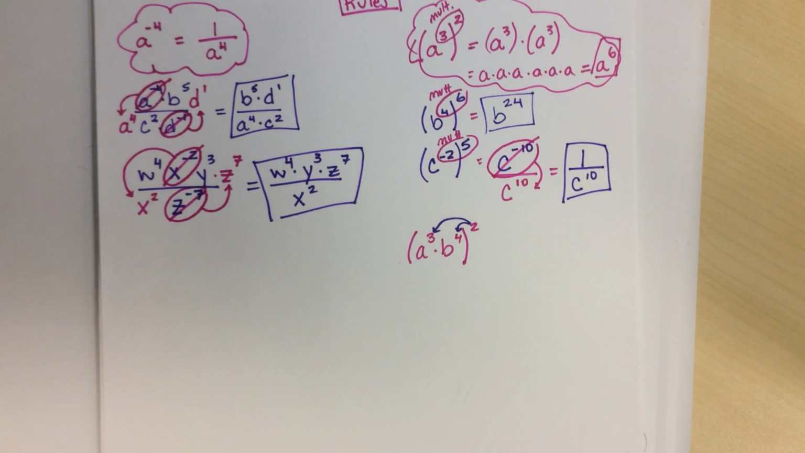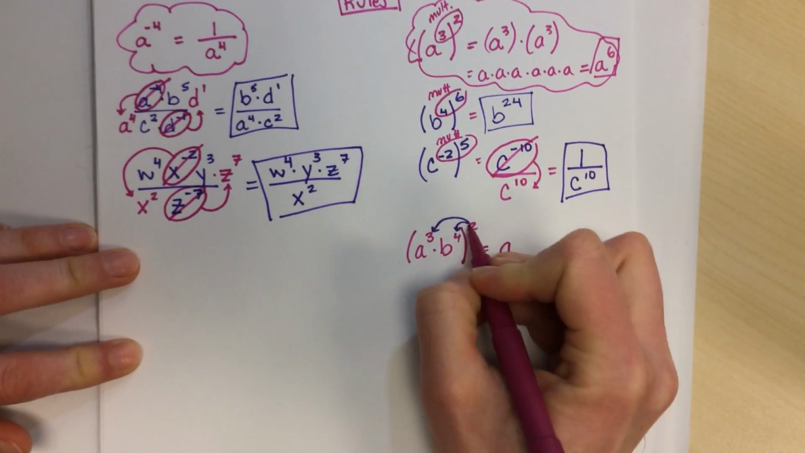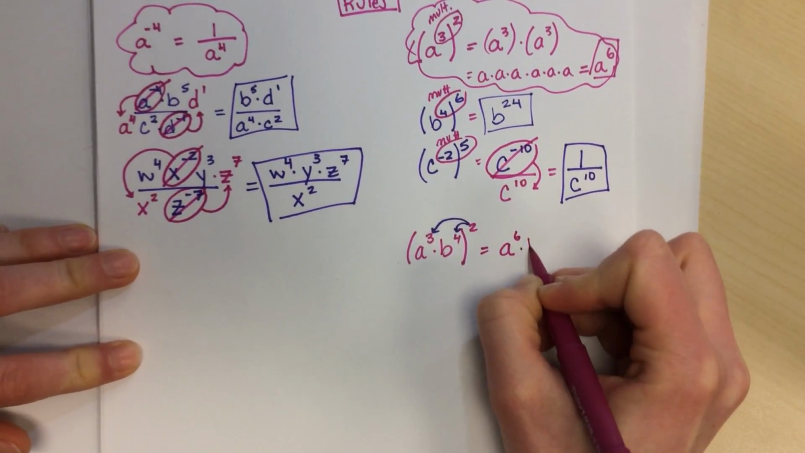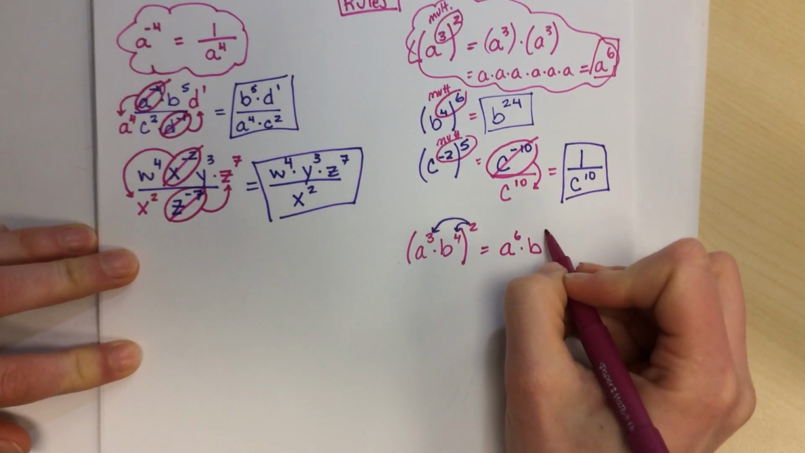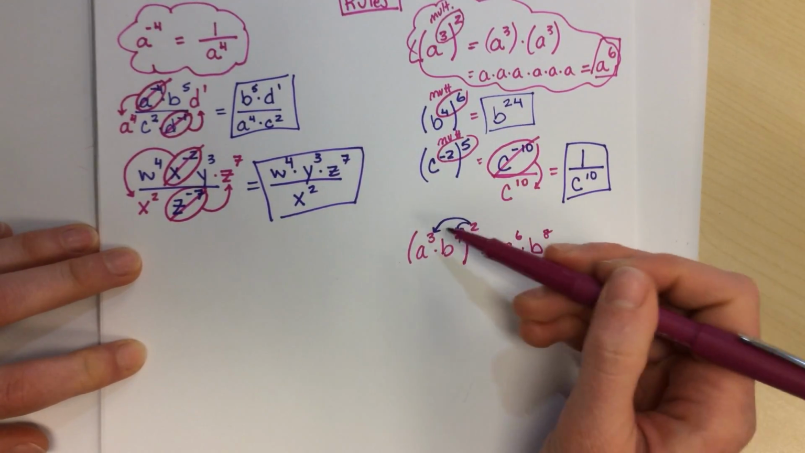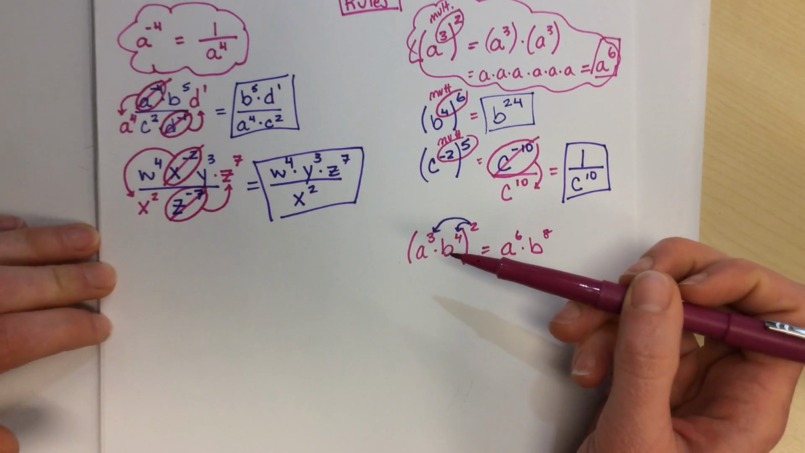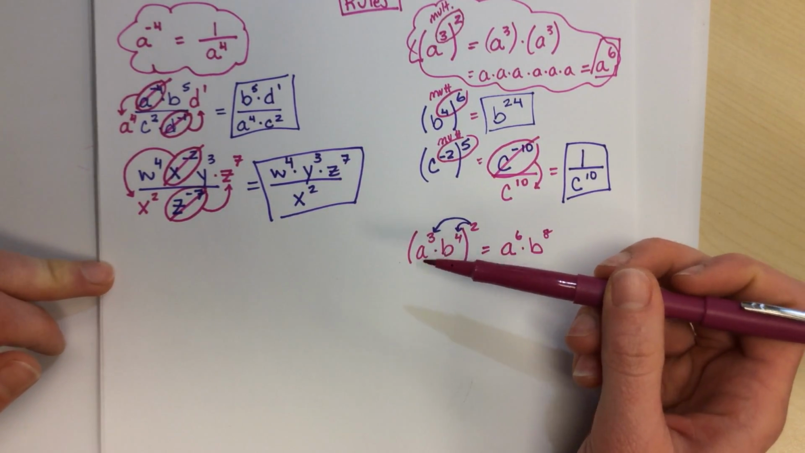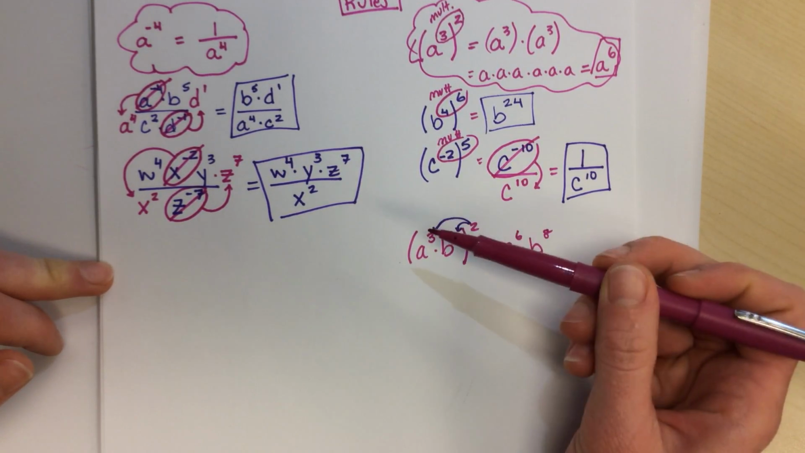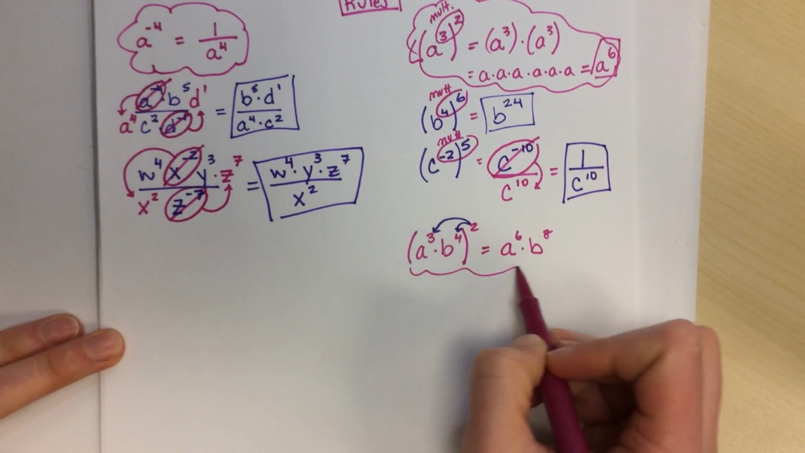So this is going to look like a, 3 times 2 is 6, and then b, 4 times 2 is 8. That's it. So again, we're utilizing this rule, but if there's more than one variable inside the parenthesis, and they're multiplied together, then you can just distribute this 2 to both of the variables. It's really nice. Okay, let's do another example. So this is another one of our rules.